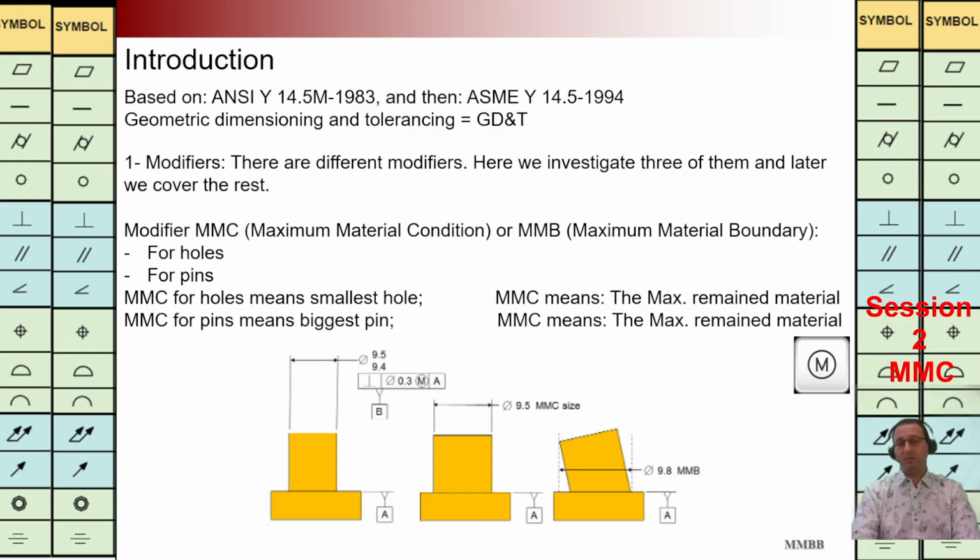What is the symbol for MMC? M inside the circle is going to represent MMC condition. What is the meaning of MMC? MMC stands for maximum material condition.